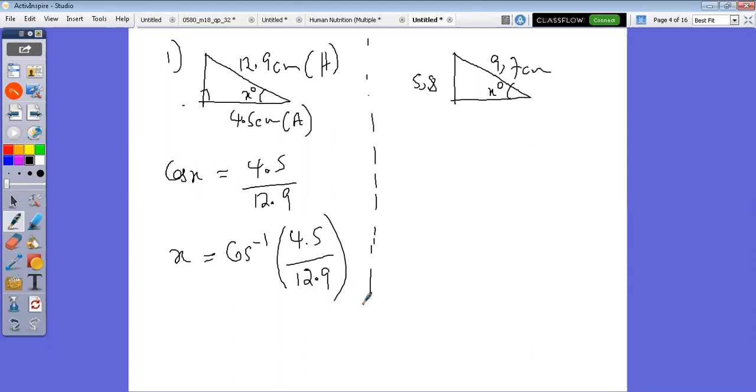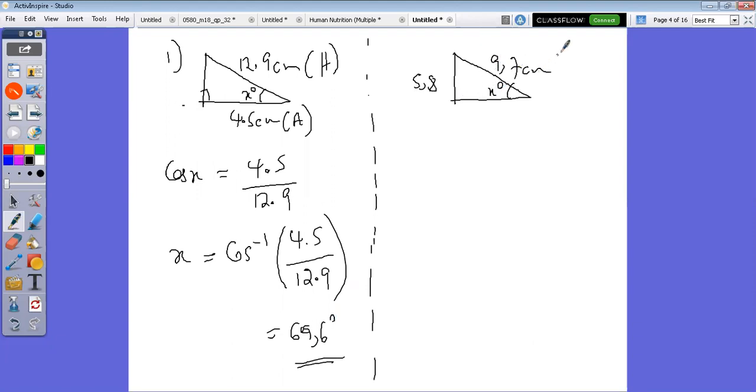So 69.6 degrees. It's always one decimal place if it's an angle. Okay, like that. Now let's do the next one.